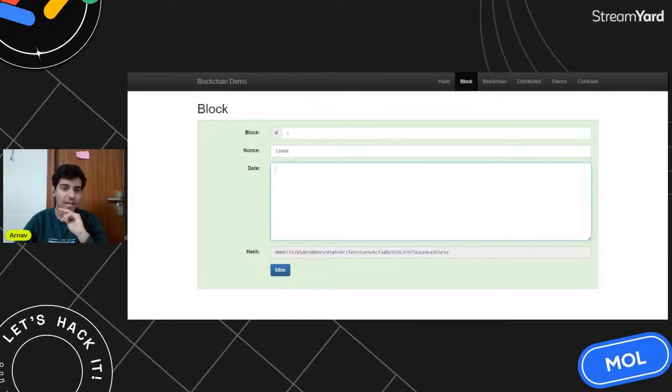So the hash is not just dependent on the data; it depends on this number, which we'll see what it is, and the block number. If I type something, it'll take some time, and now it's again having 4 zeros. Basically in a blockchain, that's what we really depend on to validate something.